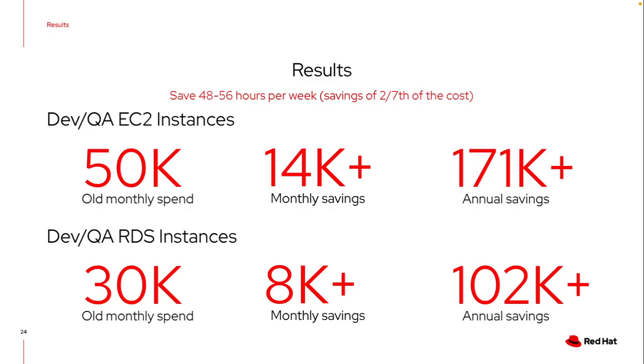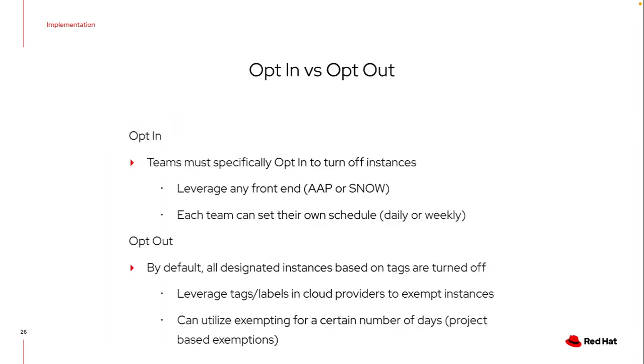You can fund quite a number of projects with $270,000 a year. So this was a great way for them to get started in automation, and also a great way for them to save the business quite a bit of money to start reallocating to other opportunities. So how was this actually implemented? So I want to focus on that turn off, turn on instance capability. So we looked at really an opt-in versus opt-out approach.